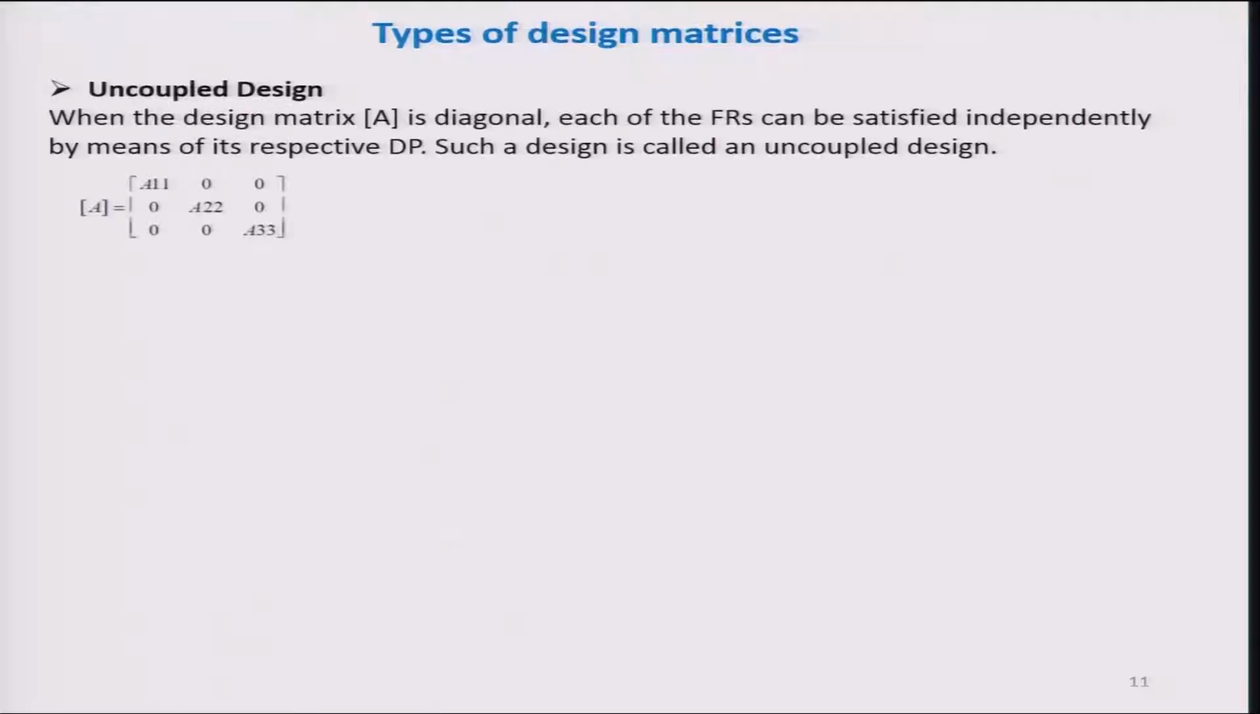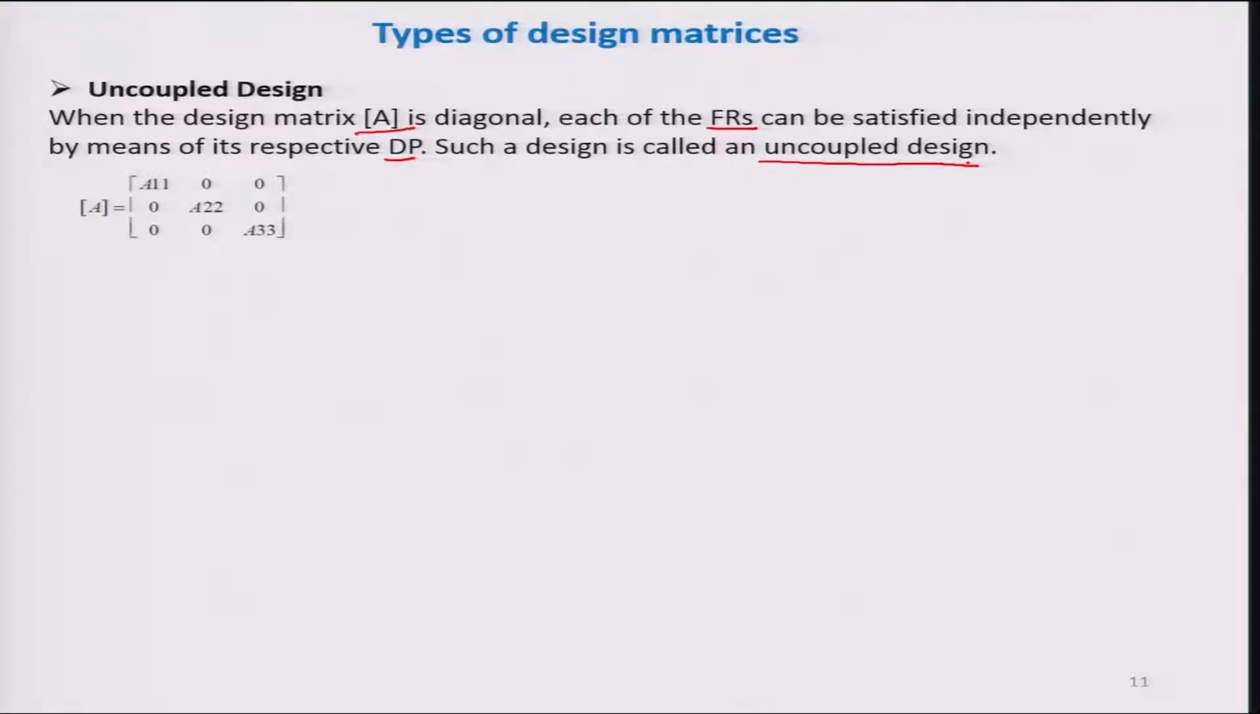In a broad way, there are three types of design matrix. First one is uncoupled design. When the design matrix A is diagonal, each of the functional requirements can be satisfied independently by means of its respective design parameter. Such a design is called uncoupled design.